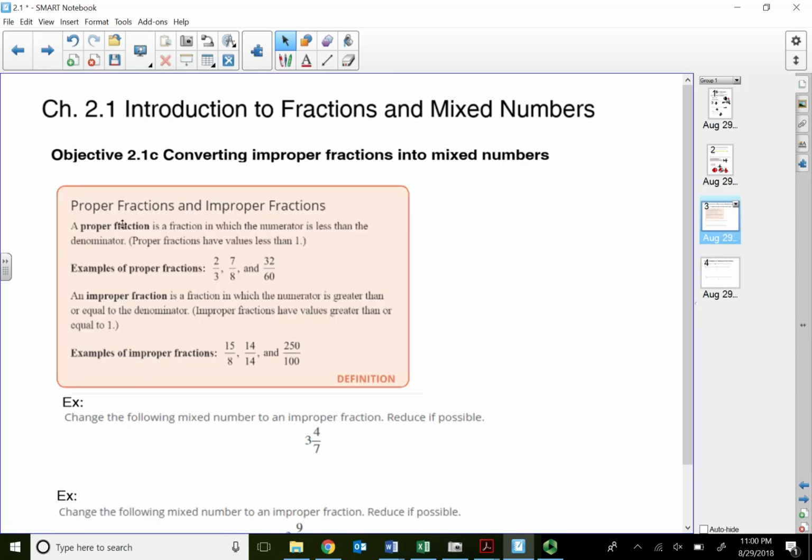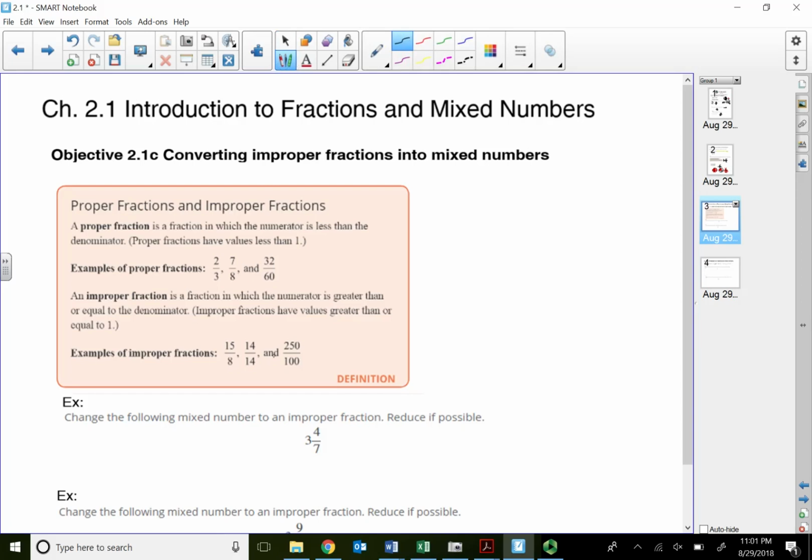So real quick, a proper fraction and an improper fraction. What's considered a proper fraction is a fraction in which the numerator is less than the denominator. Proper fractions always have a value that is less than 1. So as long as the numerator is smaller than the denominator, that's a proper fraction, just like these three examples here. An improper fraction is where the numerator is greater than or equal to the denominator. Improper fractions always have a value that is greater than or equal to 1. That's a very important part to understand.